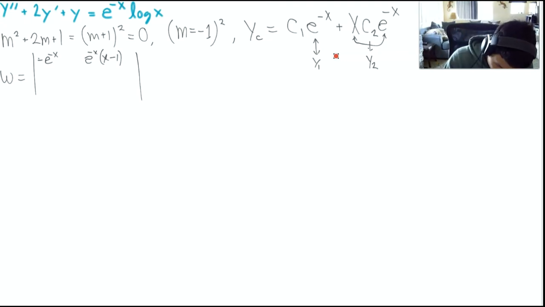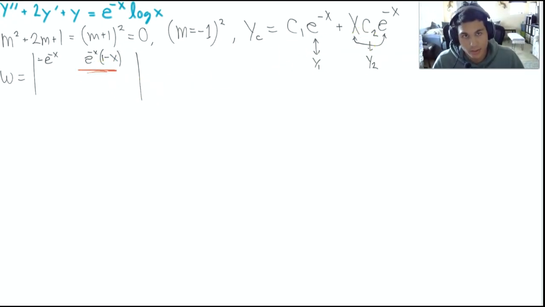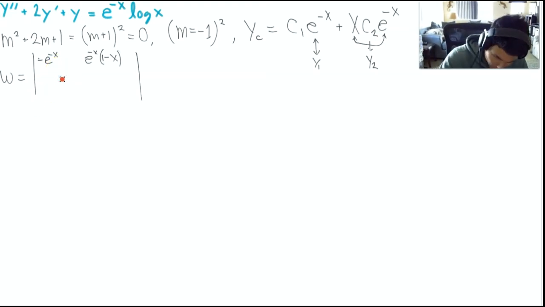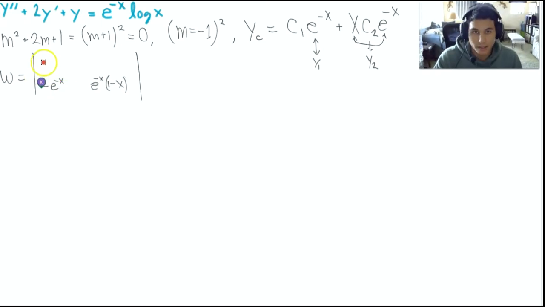It's 1 minus x. That's how we can rewrite it. So this right here is the derivative of this. We just took out C2 because when we write y1, y2, we don't care about C1 and C2. Okay, real quick, let me just move this down. There we go. That's correct.